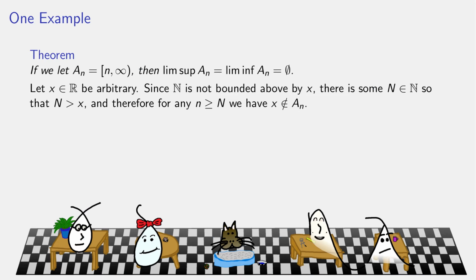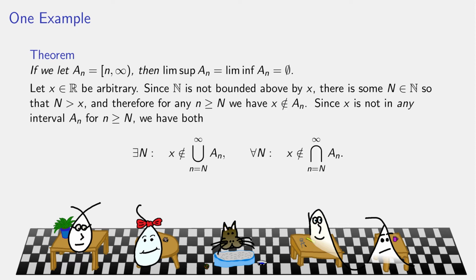So let x be an arbitrary real number. Natural numbers aren't bounded above, so x is not an upper bound of the natural numbers, which means there's a natural number bigger than x. Meaning, x is not in the interval from n to infinity. So for any n bigger than that, we're also not in the interval from n to infinity. This means x is not in any of the intervals from n to infinity past a certain point, which means it's not in that union and it's not in that intersection because it's not in any of them.